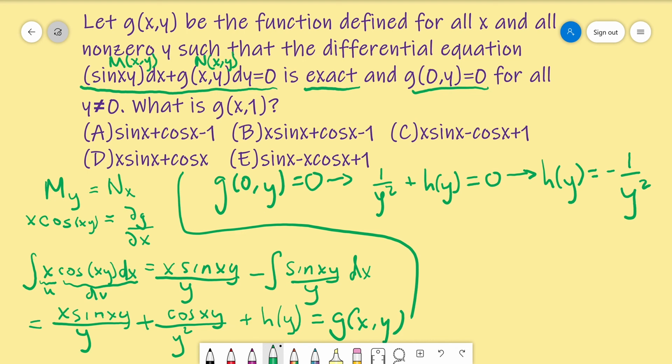Now we need to find out what is g(x,1). So g(x,1) is equal to, now we have to plug in 1 for y. That's going to give us x sin x plus cos x plus h(y). Well, what's h(y)? That's minus 1 over y squared. And y is 1, so that's going to give us minus 1. And which answer is that? That's answer B.